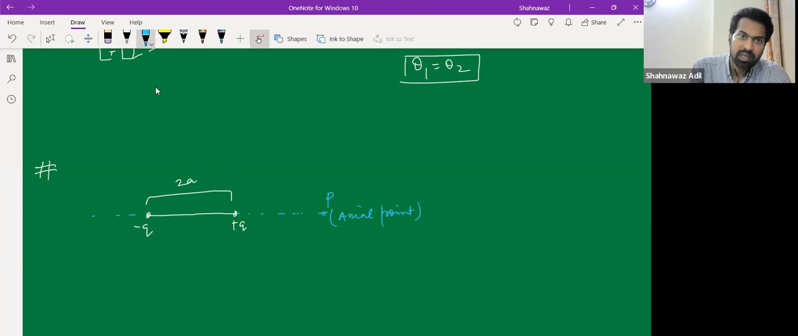And if I calculate the electric field at the perpendicular bisector, so this is A, this is A. And if I calculate the electric field at this point, so this is the equatorial point, right?